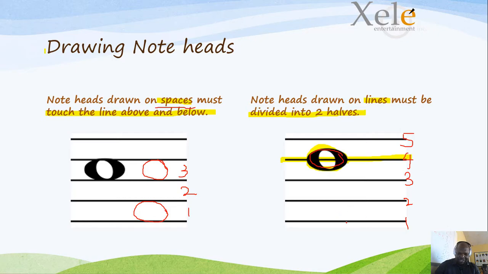Assuming I want to draw another semibreve, another note head on line 1, I'm going to go to line 1, and then I'll draw an oval shaped note head, and I'll make sure that line 1 divides the note head into 2 equal parts. So basically, that's how you draw a semibreve. That's how you draw a note head on the staff. Remember that you can draw note heads either on lines of the staff or on the spaces of the staff. Quickly, if I were to recap on that, I want to draw a note head on the first space here. So I'll go ahead and make sure that it touches the line above, and the line below.